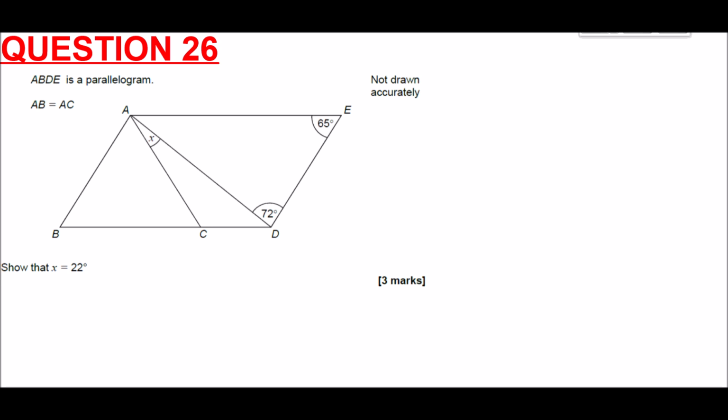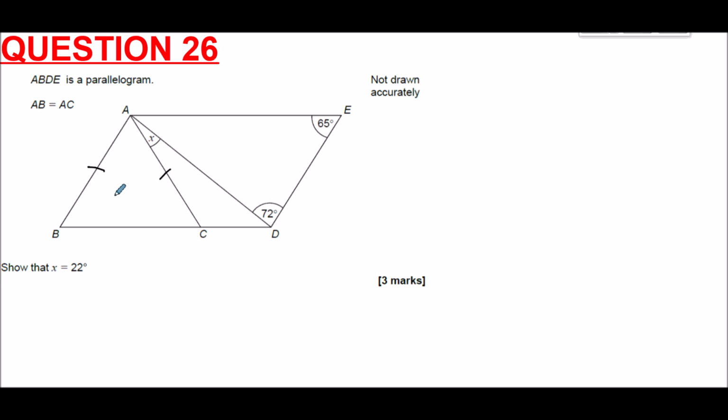Question 26, we've got a parallelogram and we're told that AB equals AC. AB is a side of this triangle, means from A to B, and so if this side is the same as this side, it means that two sides of this triangle are the same, and if that happens in a triangle where two sides are the same, we can say that the two base angles are the same as well. So what it means is this triangle here will be isosceles.